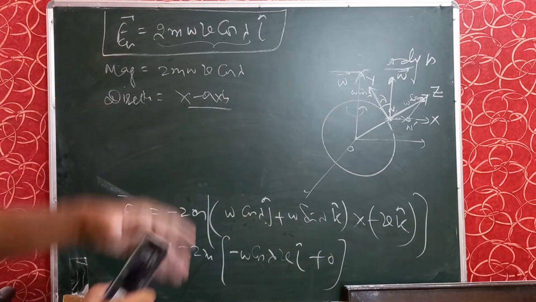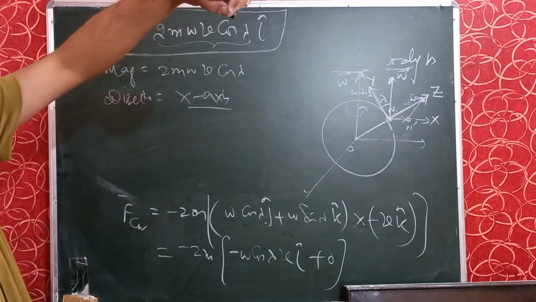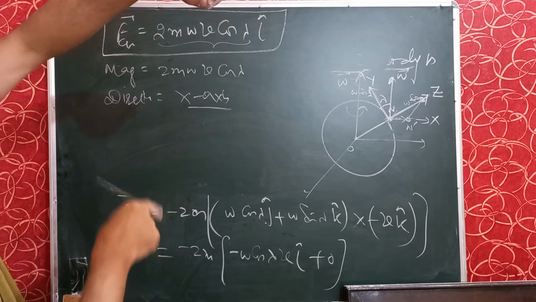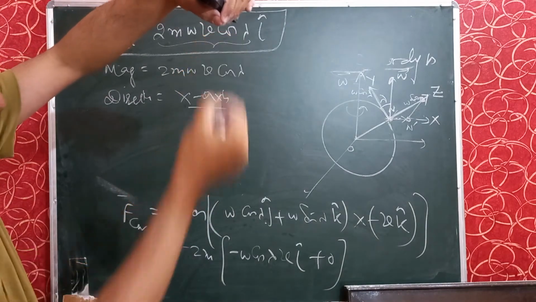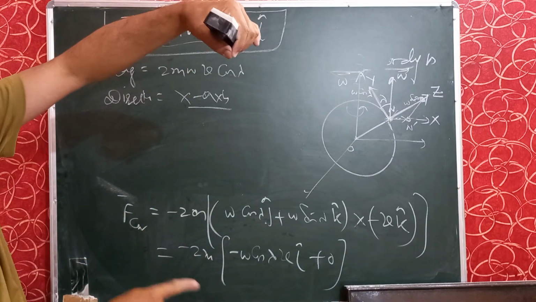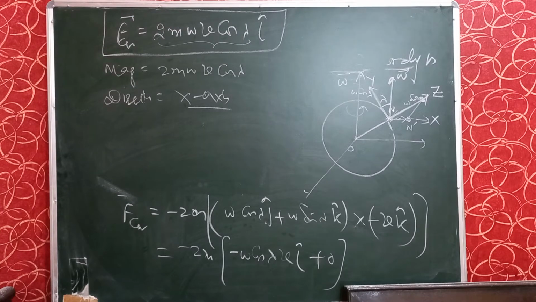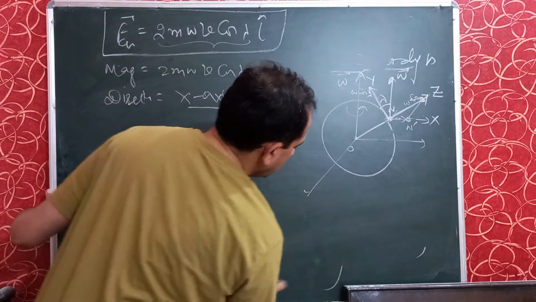Because the force is acting on the body when it is freely falling under gravity, it has to fall at this point. But this constant Coriolis force is acting along the x-axis. Therefore it will be displaced, and it will go this side. So there is some displacement from the actual position of the body. So this is the article which we are studying.